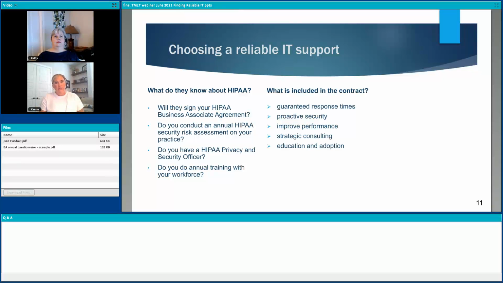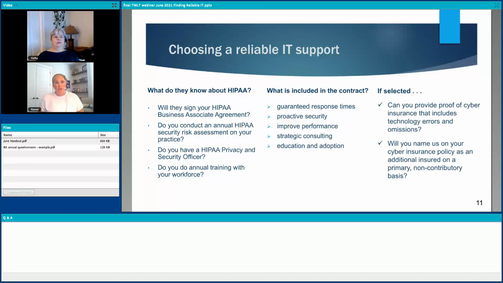And also education and adoption. Employees are your greatest asset, but also your greatest risk and vulnerability. So ensuring that they're trained and have the access and the tools that they need is very valuable. And an MSP provider, an IT vendor support partner, can provide that training and those valuable tools to help your team be confident with IT functions and to have confidence in the technology that you all have set up.